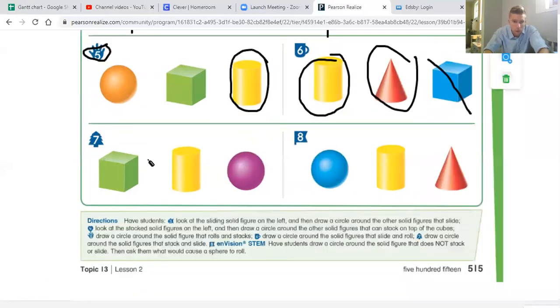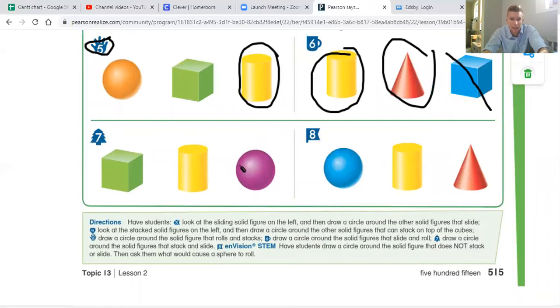Number 7. Let's look at number 7. Draw a circle around the figures that can stack and slide. Which ones can stack and slide?